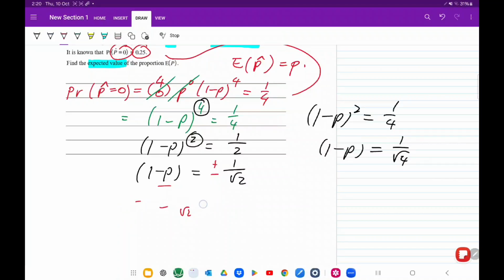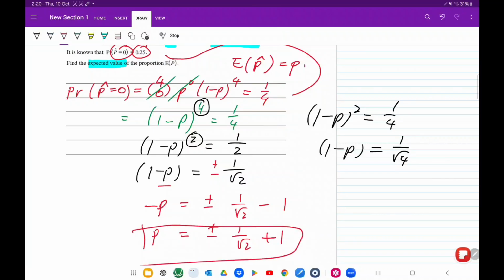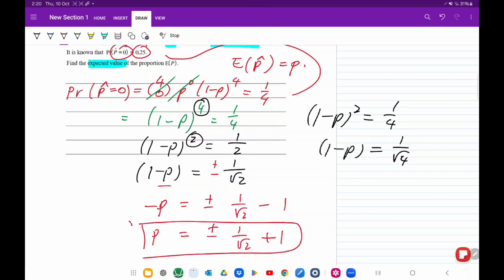Just to be sure, let's rewrite this. P equals plus or minus 1 over root 2. Then we're going to subtract 1 from it, so this becomes plus or minus 1 over root 2, plus 1. There we go. But since we're dealing with probabilities, we only have one answer that we want to consider, and that is the one that's in between 0 and 1.